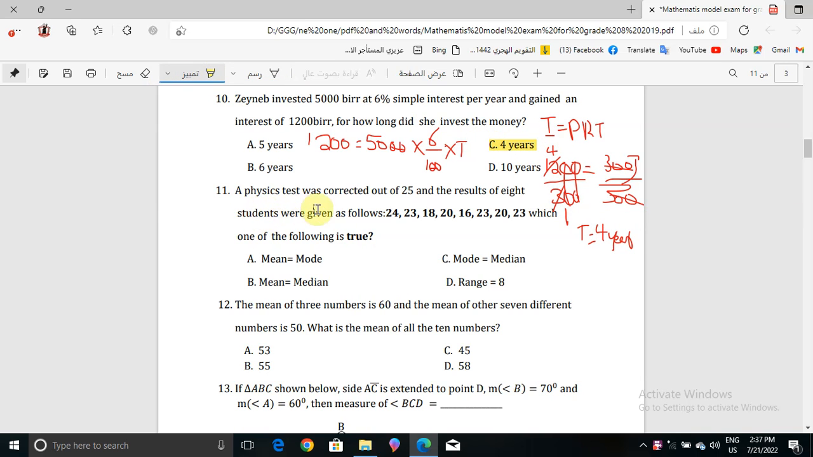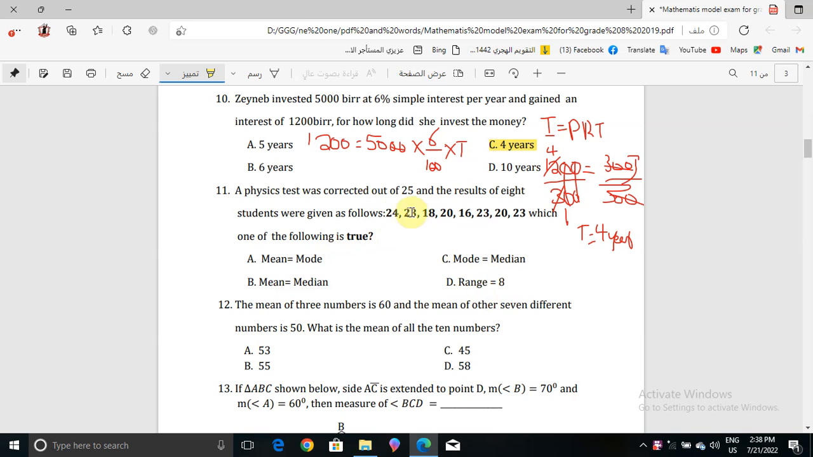Okay, now question number 11. A physics test was corrected out of 25, and the results of 8 students were given as follows: 24, 23, 18, 20, 16, 23, 20, 23. Which one of the following is true? Here, mean is equal to mode? No, it will not be the same number. And mean is equal to median? No, it will not be the same number either. But range is equal to 8.